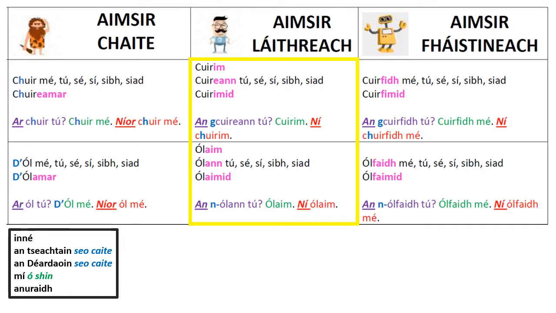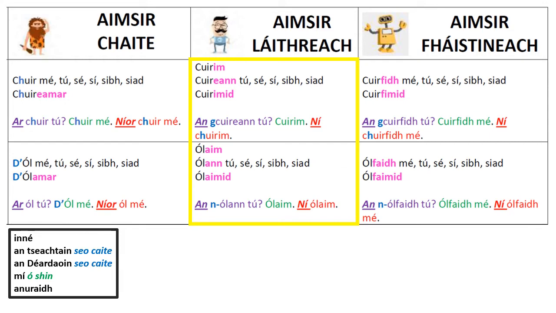Now let's have a look at cuir. Straight away, there is a change here from the aimsire caite. There's no H, is there? We do not use the H for the aimsire láithreach, so we get rid of the H. The second difference we have here is cuirim. There is a special ending here for mé.